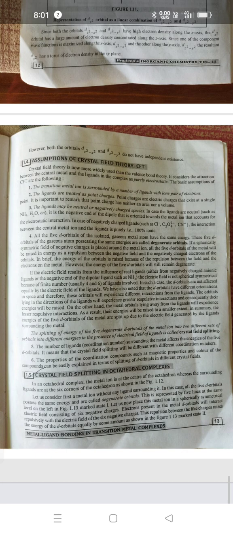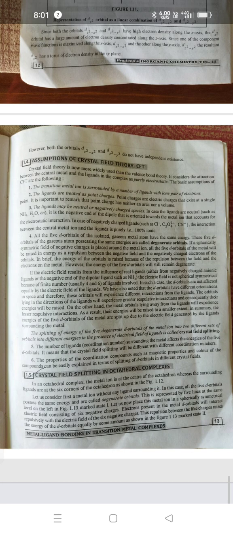In brief, the energy of the orbitals is raised because of the repulsion between the field and the electrons on the metal. However, the energy of the 5 d orbitals will still remain degenerate. If the electric field results from the influence of real ligands, then the electric field is not spherically symmetrical because of the finite number, 4 and 6, of ligands involved.